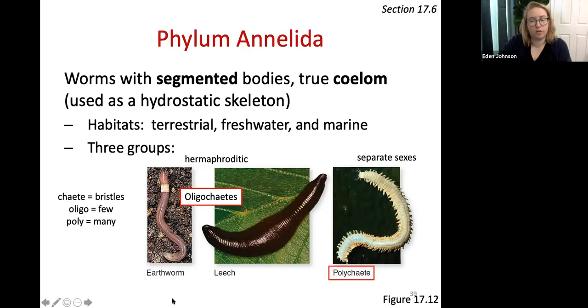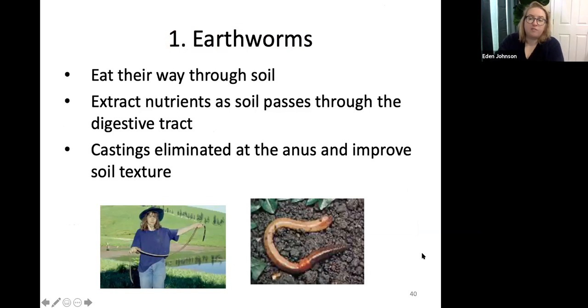All right, so we're going to go through these 3 different groups of annelids. Your first is the earthworms. They eat their way through the soil. They extract nutrients as they pass through it. So literally, as they're physically moving through the soil, their mouth is open, they're eating that soil, taking nutrients from it, and then eliminating at the anus. Those eliminations are going to improve the soil quality. As you can see, they can get huge.